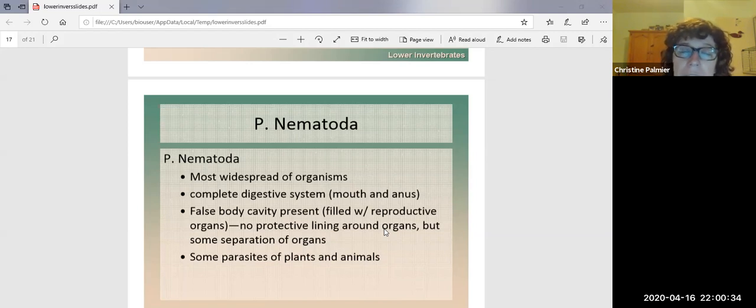We start getting hints of a body cavity, but it's not a true body cavity. All the organs are there, but they're not protected by a lining, but there is some separation of organs. We'll go more over the different types of body cavity in another lab. They can also be parasitic as well.